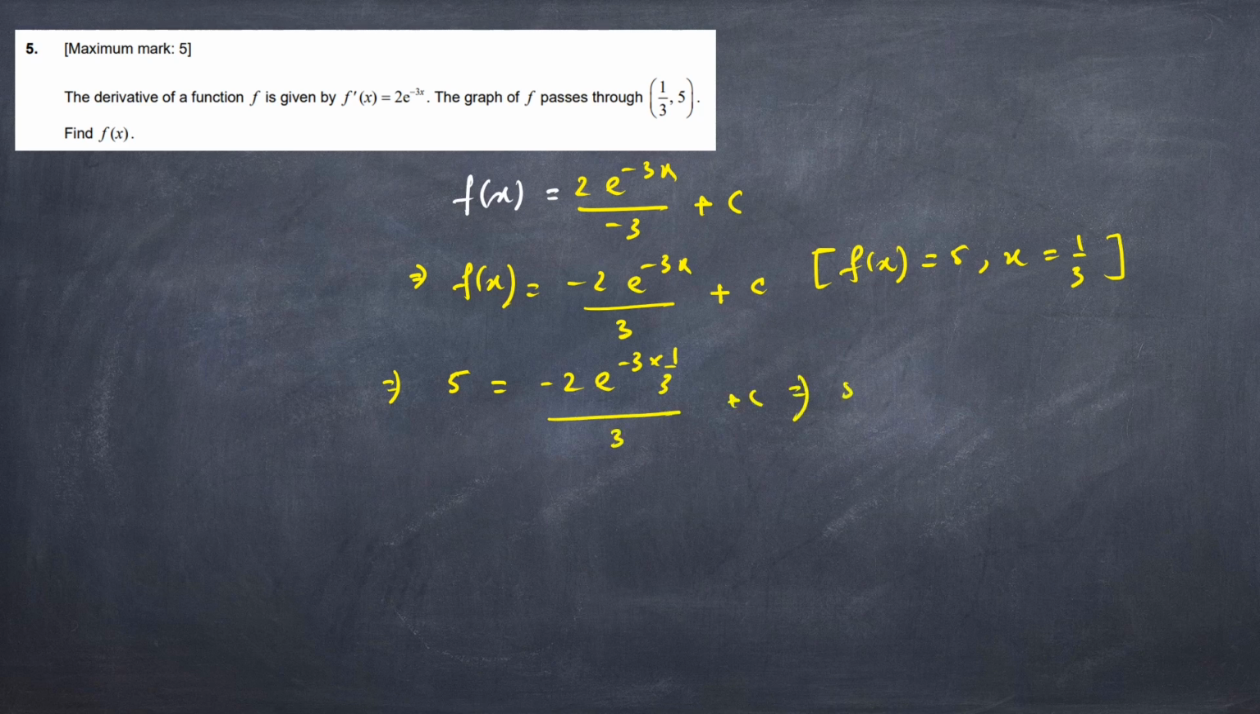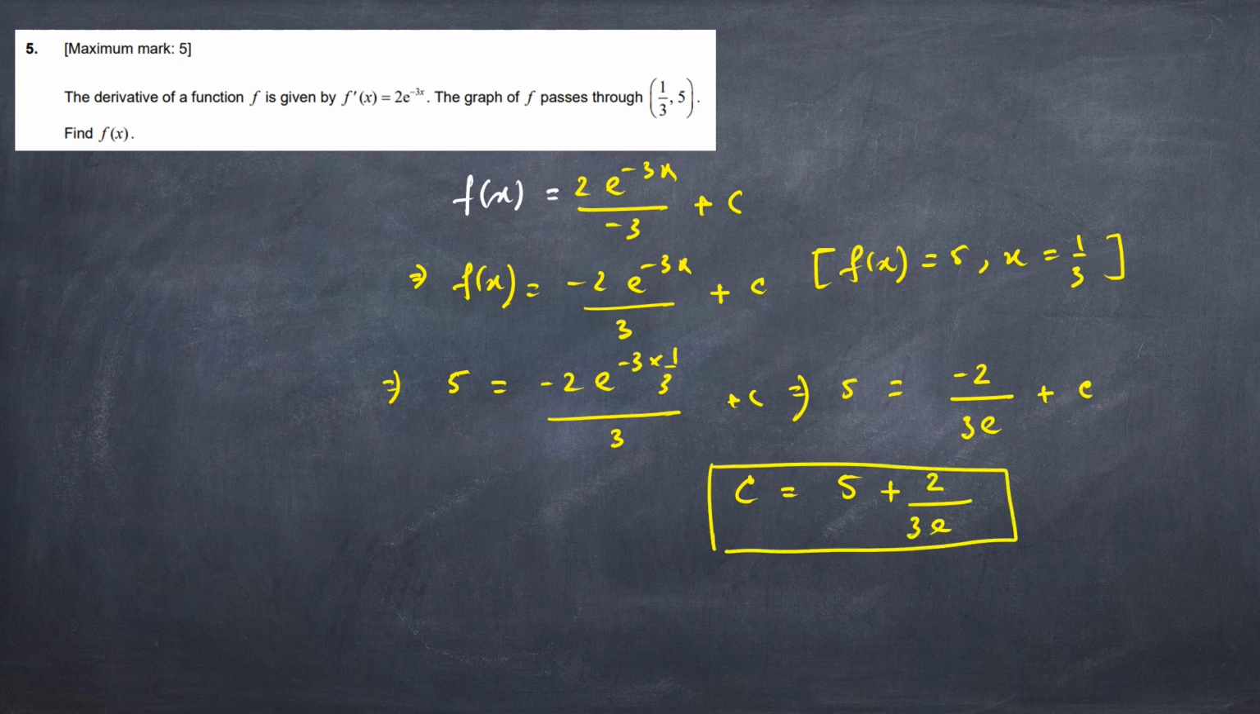So we are getting 5 is equals to minus 2 by 3e plus c. From here we can write c is equals to 5 plus 2 by 3e, just this particular value changing sides. So this is the value of c.